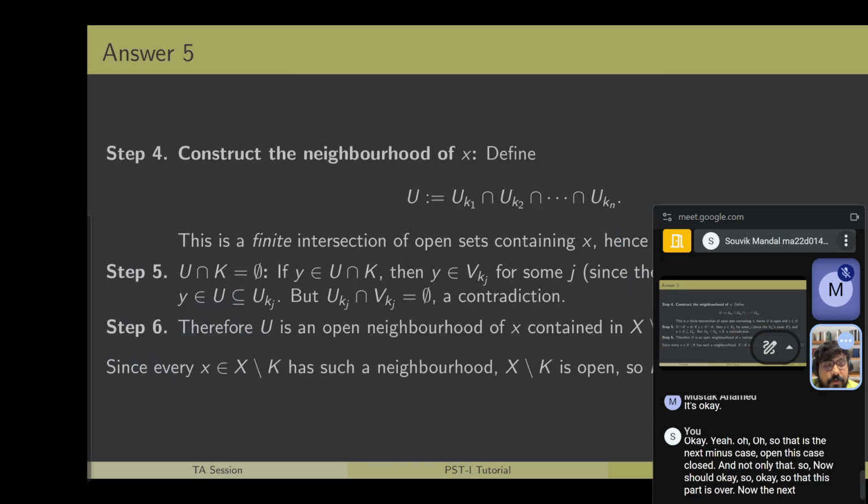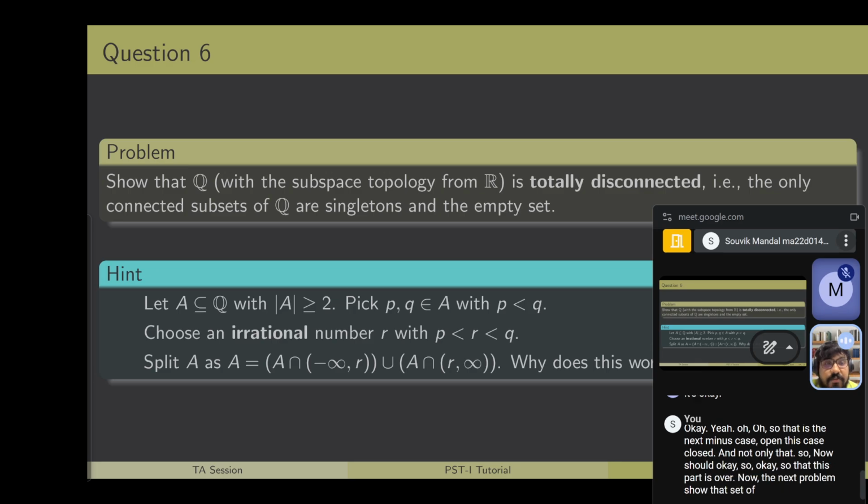Now the next problem. Show that the set of rationals is totally disconnected. That is, in Q the only connected sets are singletons or empty sets. So please think about it, take your time. That means you need to choose any connected set, and if you assume it has more than two points, then it cannot be connected. In that case, you can get a disconnection. So that's what you need to prove.